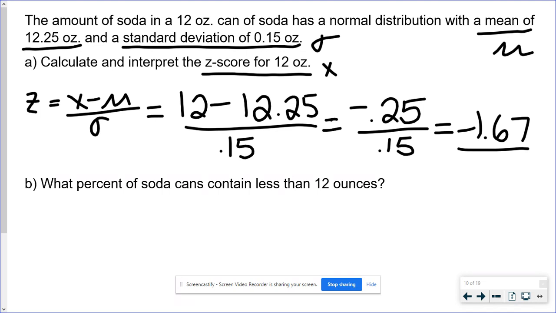So a negative z-score means that our value is below the mean. In this case, we're talking about 12 ounces. This z-score indicates that 12 ounces is 1.67 standard deviations below the mean. We're going to use that to answer the next part, which is what percent of soda cans contain less than 12 ounces.